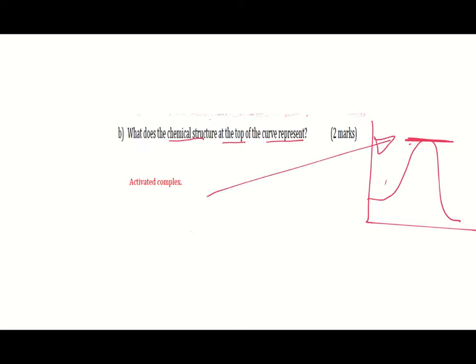What does the chemical structure at the top of the curve represent? The chemical structure at the top of the curve was something like this. So he is asking what is the chemical structure at the top of the curve. At the top of the curve we have the activated complex. What does the symbol EA refer to? EA means activation energy.